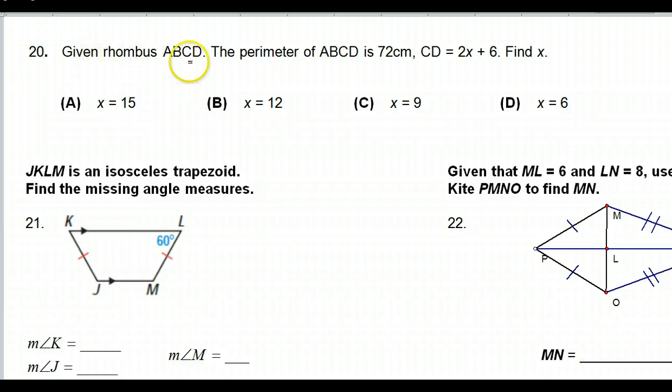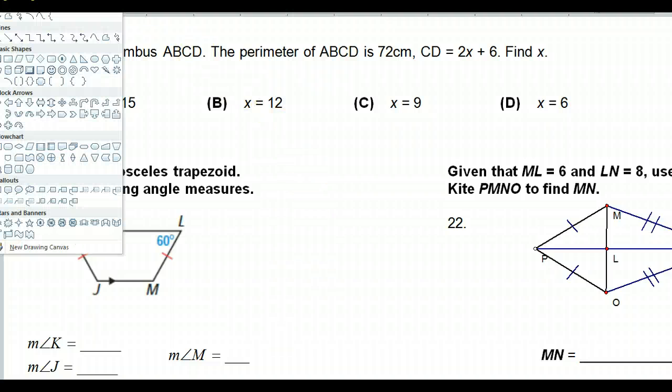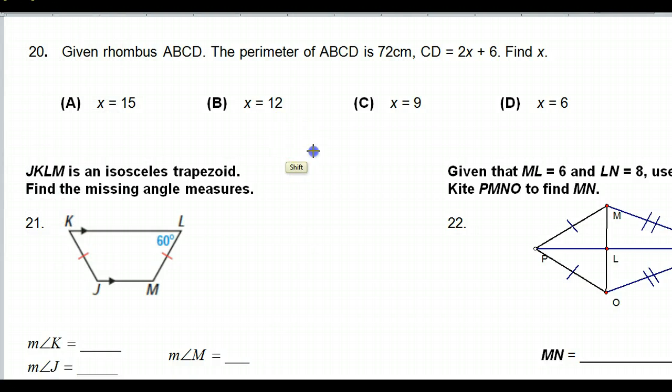Number 20. Rhombus. Talking about a rhombus now. All sides are congruent. The perimeter is 72. Find x. Okay, and they gave us one of the sides. So look, we're talking about a rhombus, okay? A rhombus has all 4 sides equal, so this is my impression of a rhombus.